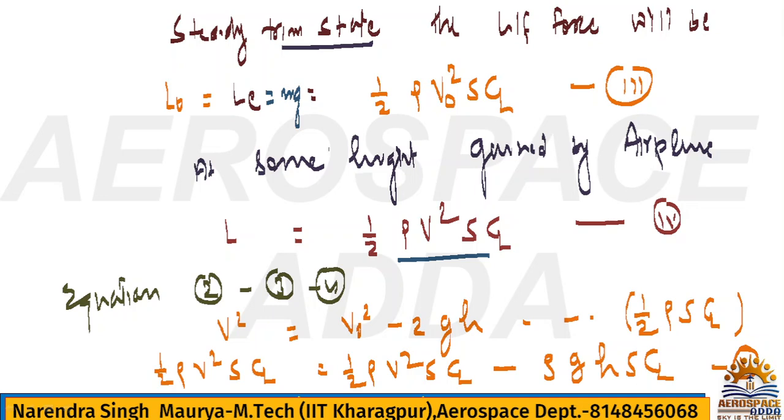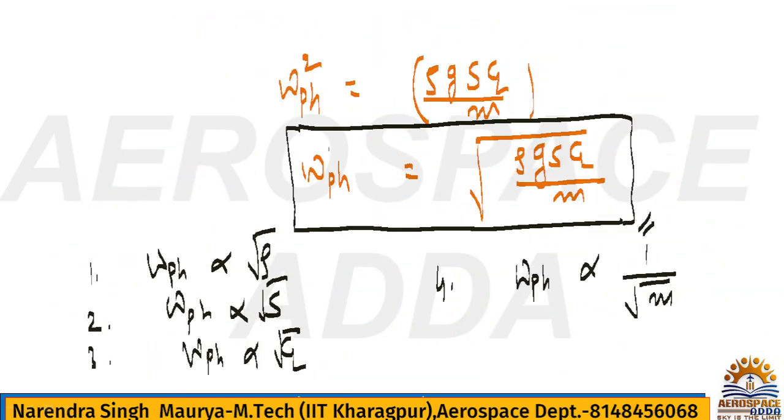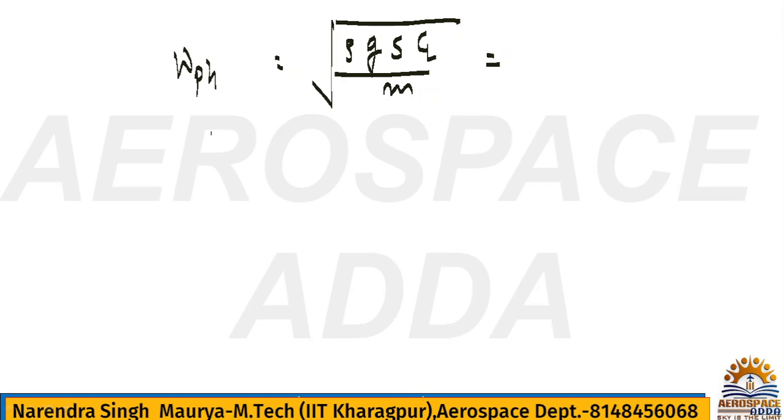So if we want to replace this, what will we do? We can write one thing: L naught is equal to mg, which is equal to half rho v square SCL. I will write this whole equation so that it is clear. We have L naught equal to half rho v naught square SCL, and this L naught is also equal to mg.